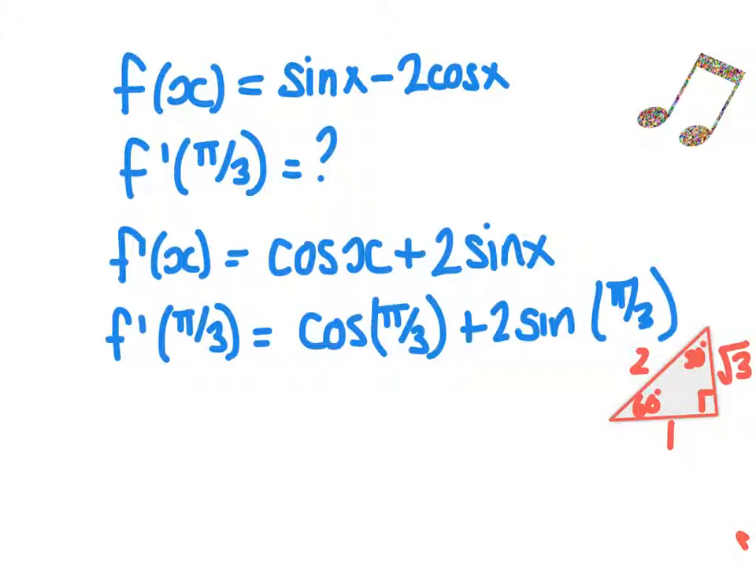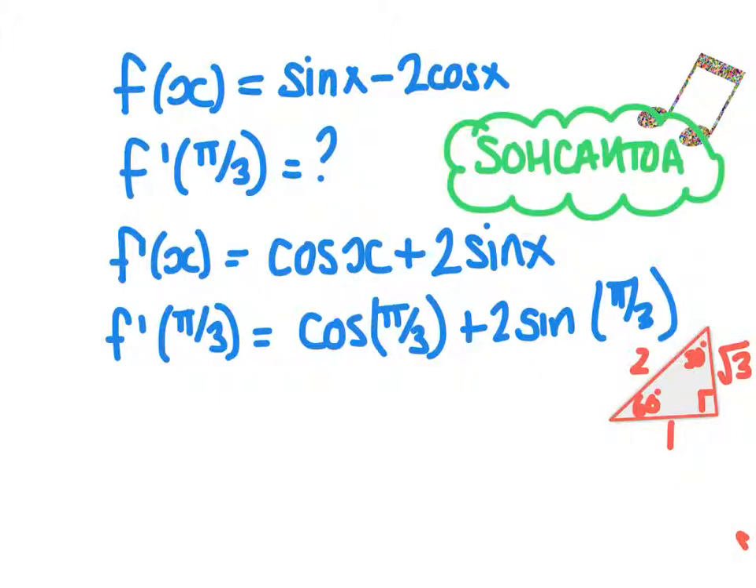We're thinking in radians. Pi over 3, pi is 180 degrees, so pi over 3 is the same as 60 degrees. The cosine of 60 degrees, if you've forgotten from last year, cosine is adjacent over hypotenuse, and it's the cosine of 60 degrees that I want. So adjacent to the 60 degrees is 1, and hypotenuse is 2. So the cos of pi over 3 is 1/2.